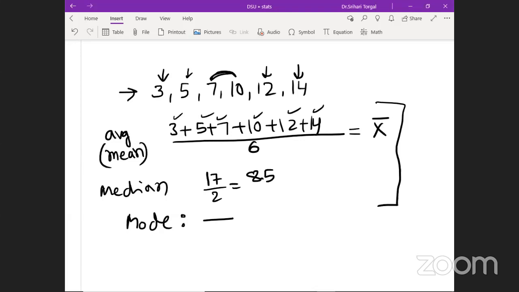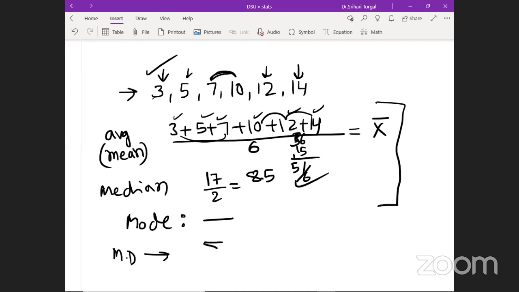Now, if you want to calculate the mean deviation, we have 3, 5, 7, 10, 12, 14. We have to calculate the mean here. The sum is 36 plus 15, that is 51, divided by 6. This is the mean. And you have to take the difference between the data and the mean.